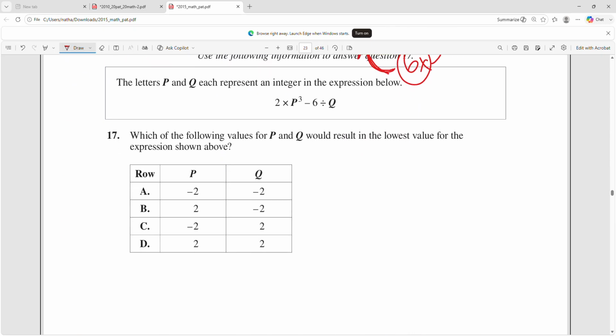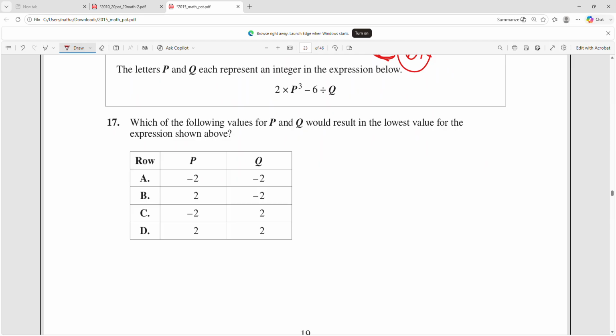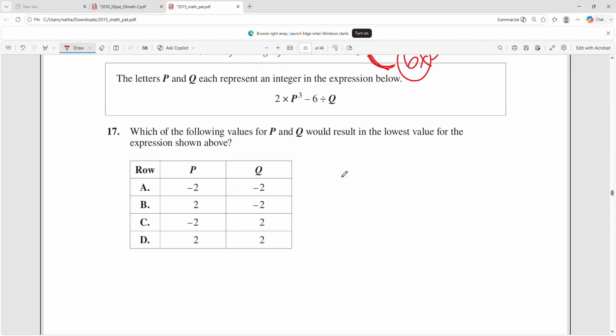Okay, this we've done a number of times in class, and there's a couple of different ways to do it. There's a quick way, and then there's the easy way. Probably the easier way is plugging in the numbers and seeing which one is right. The quick way is looking at the signs, realizing that we're evaluating our multiplication and division first.